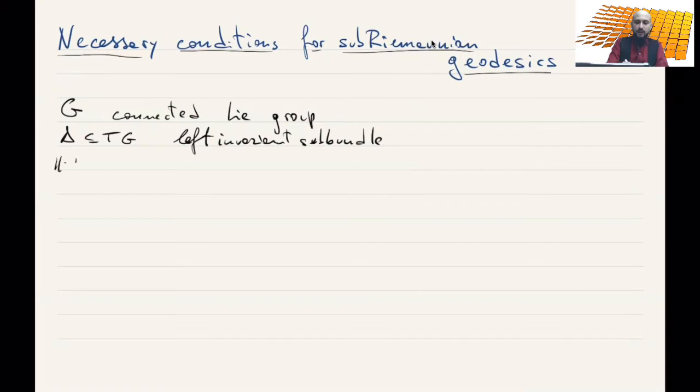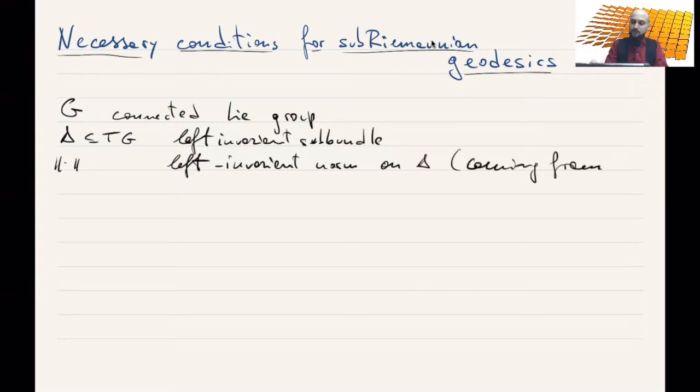And we are going to have a left invariant norm, which we actually think is coming from a scalar product on delta. So what we want to do is infimize the integral of the norm of the speed of curves connecting two points.